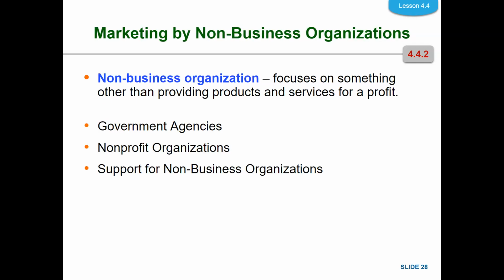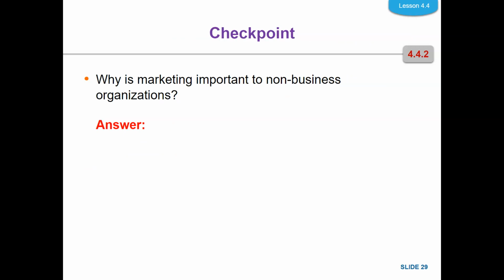All right, marketing by non-business organizations, 4.4.2. Key term, non-business organization. They focus on something other than providing products and services for a profit. You may have heard the term NGO, so that's where they're talking about government agencies, nonprofit organizations, and then support for non-business organizations is in section 4.4.2 on page 114 and 115. So the checkpoint question for that is, why is marketing important to non-business organizations? So the ones that aren't necessarily looking for a profit, is marketing still important?